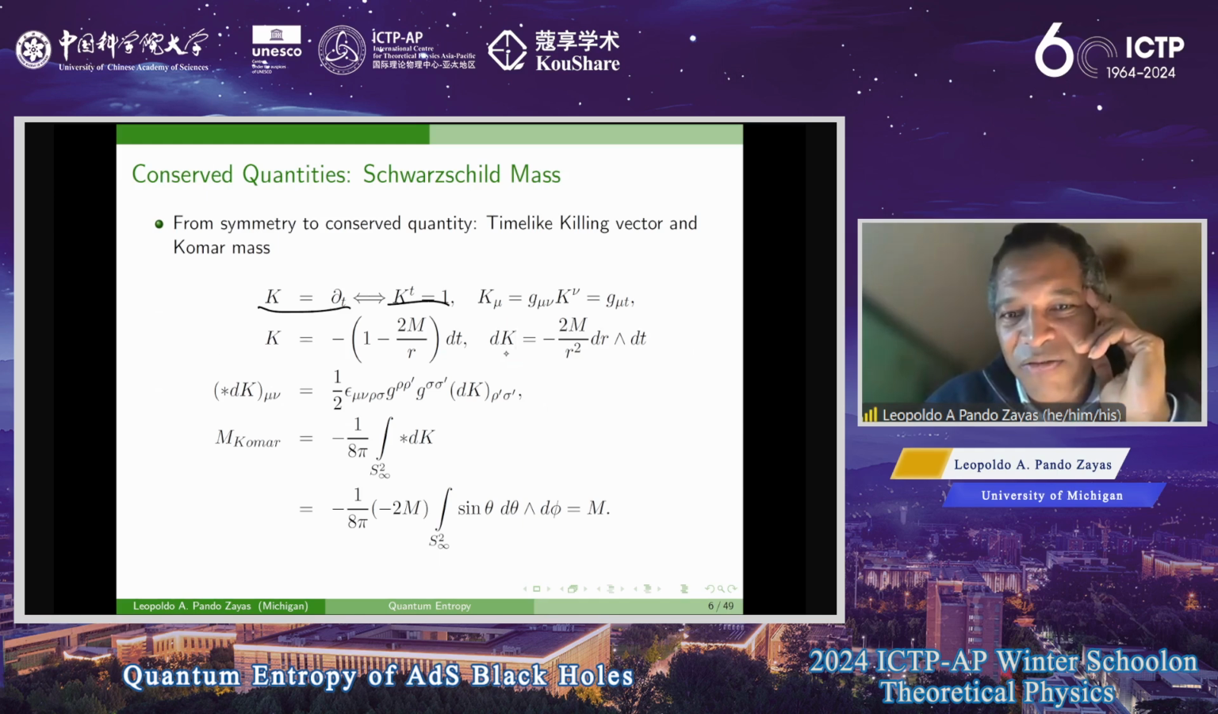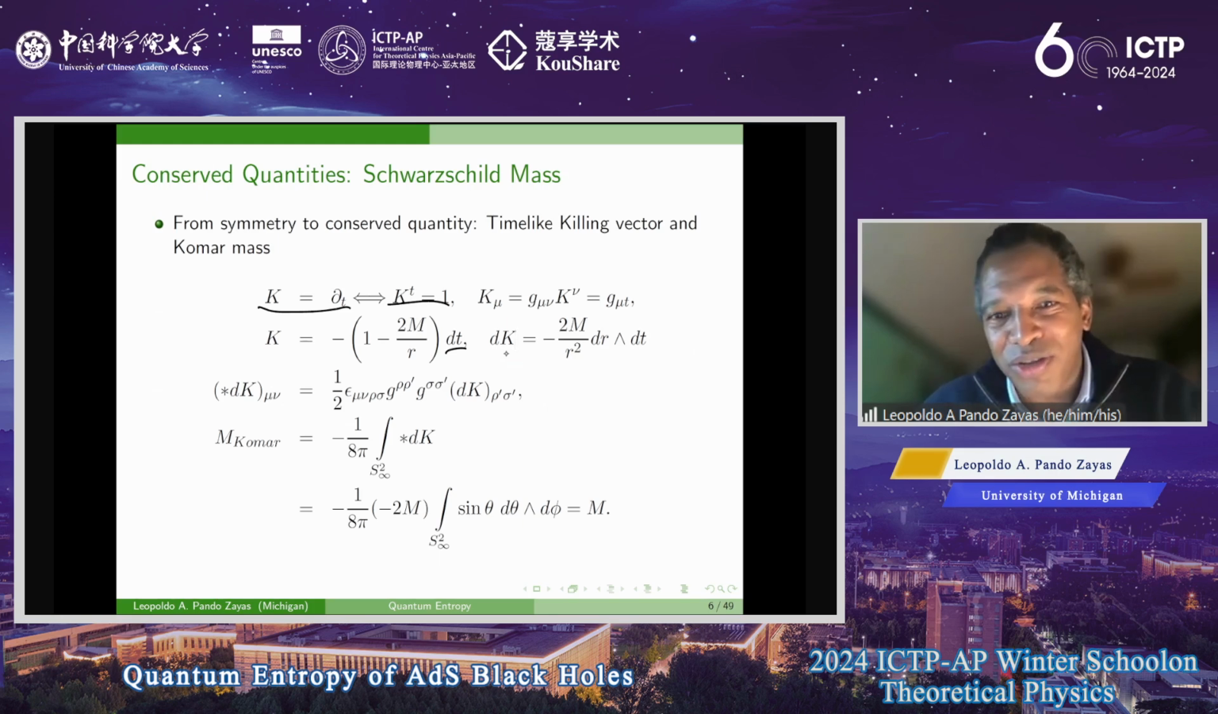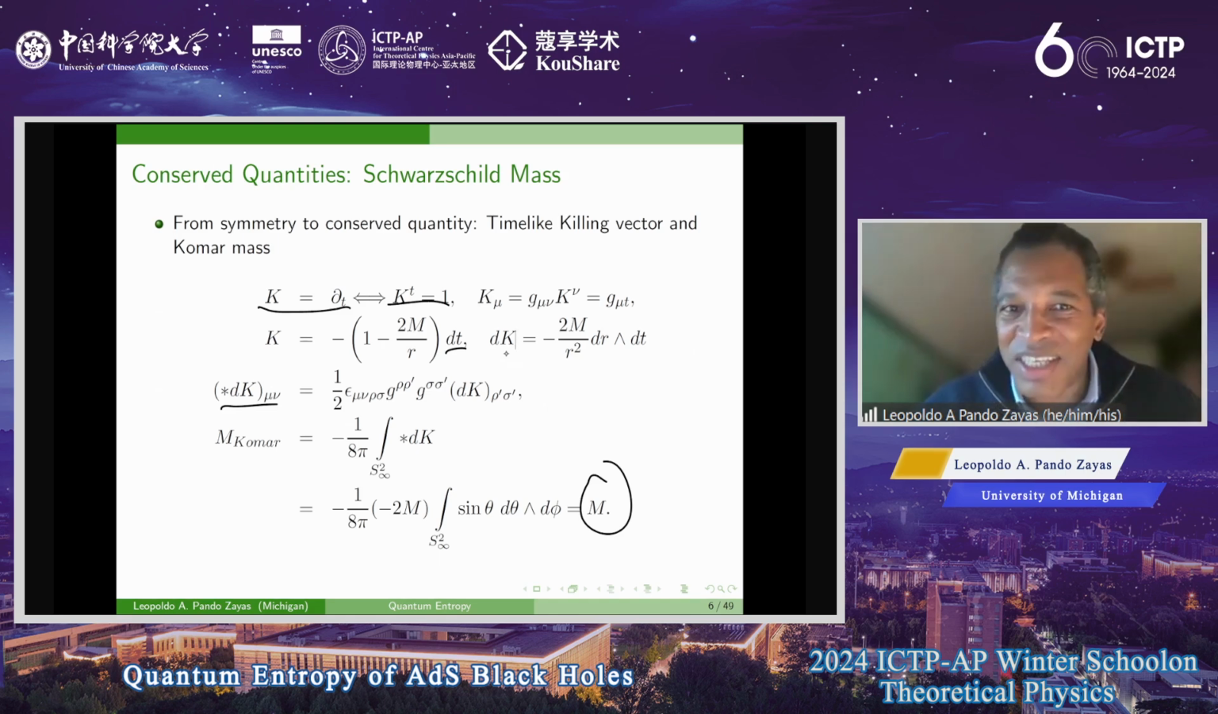From that vector, I can form a one-form, and I use this one-form to construct its Hodge dual, and from the Hodge dual I integrate to obtain the mass. So now something that was a parameter in the metric, I see that it has this interpretation as a conserved quantity.